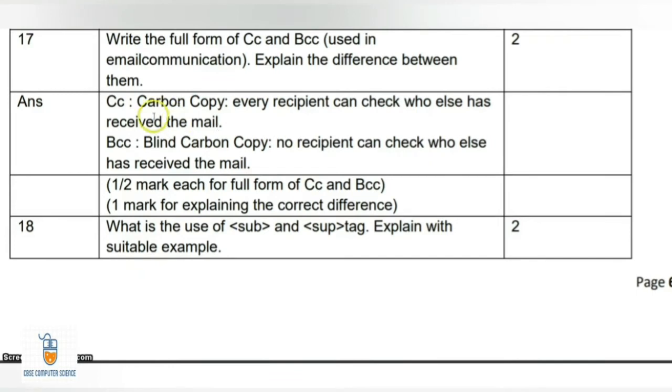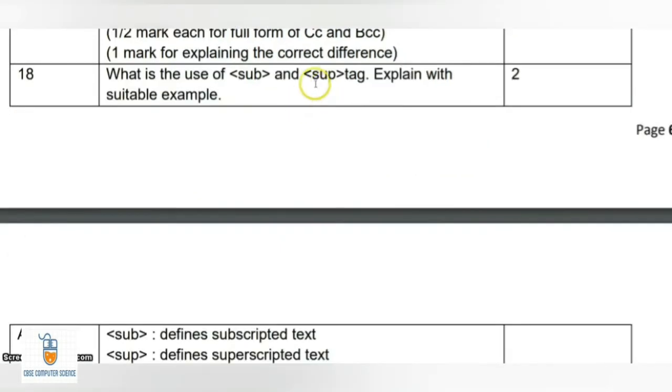Now moving to question number 18. What is the use of sub and sup tag? Explain with suitable example. So sub means subscript and sup means superscript here. When we need to type equations like chemical equations like H2O, where we want the digit to appear a little lower as a base, in that case we use the subscript or sub tag.